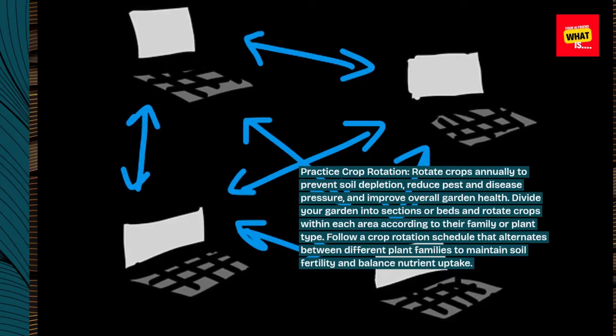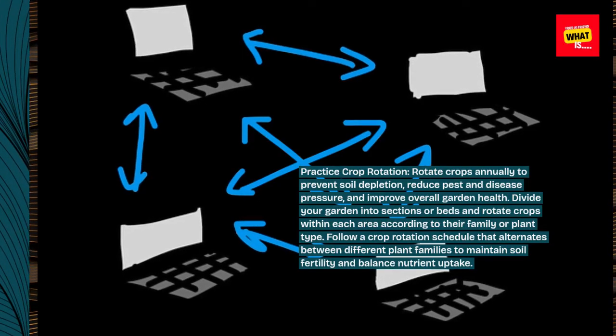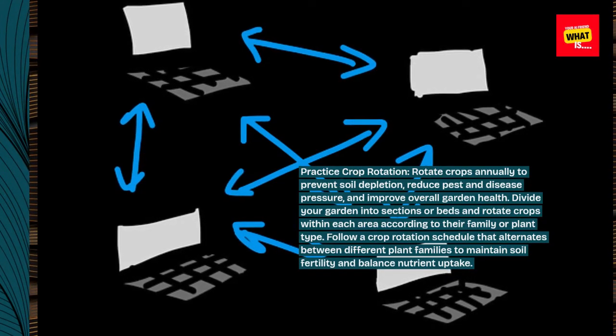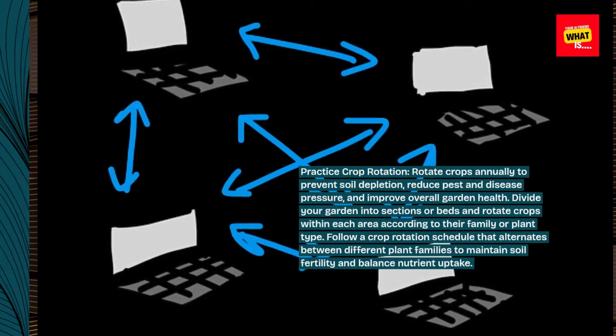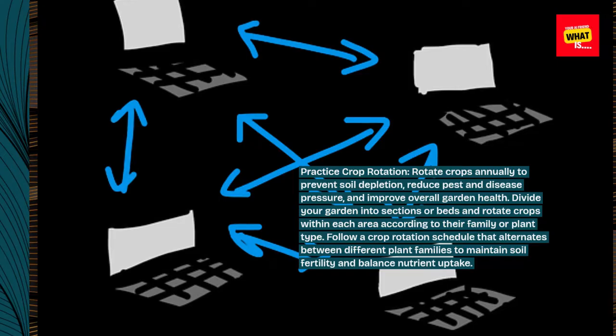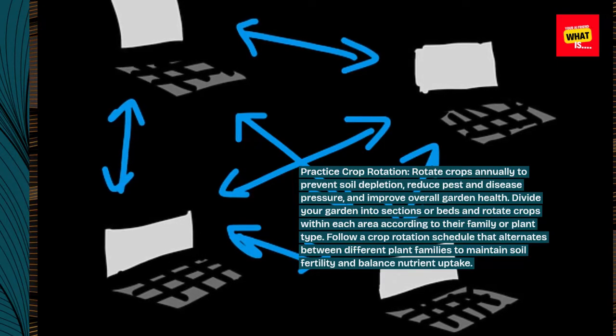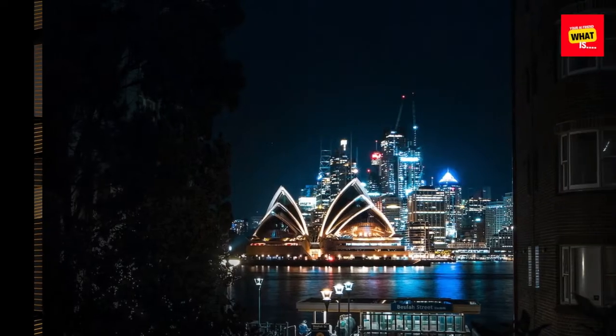Practice crop rotation. Rotate crops annually to prevent soil depletion, reduce pest and disease pressure, and improve overall garden health. Divide your garden into sections or beds and rotate crops within each area according to their family or plant type. Follow a crop rotation schedule that alternates between different plant families to maintain soil fertility and balance nutrient uptake.